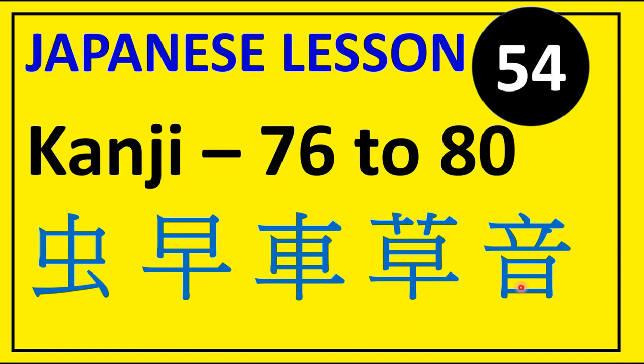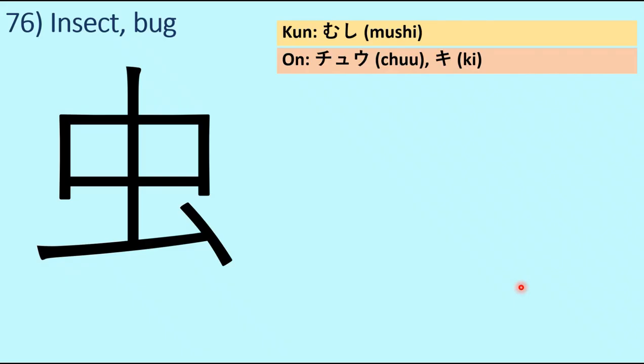For each of these characters, we shall look at their Kun'yomi and On'yomi readings, their meanings and usages, radicals involved, their stroke order, and their origin and evolution. So let's begin with today's first kanji character. This represents an insect or a bug. This is the kanji character for insect or bug. In Kun'yomi, we call it mushi. In On'yomi, the reading is chuu or ki.